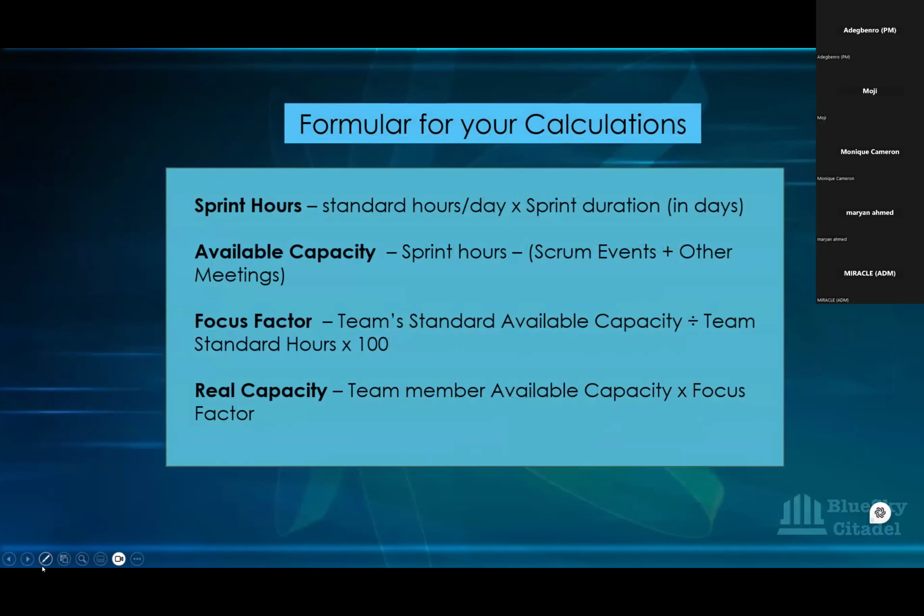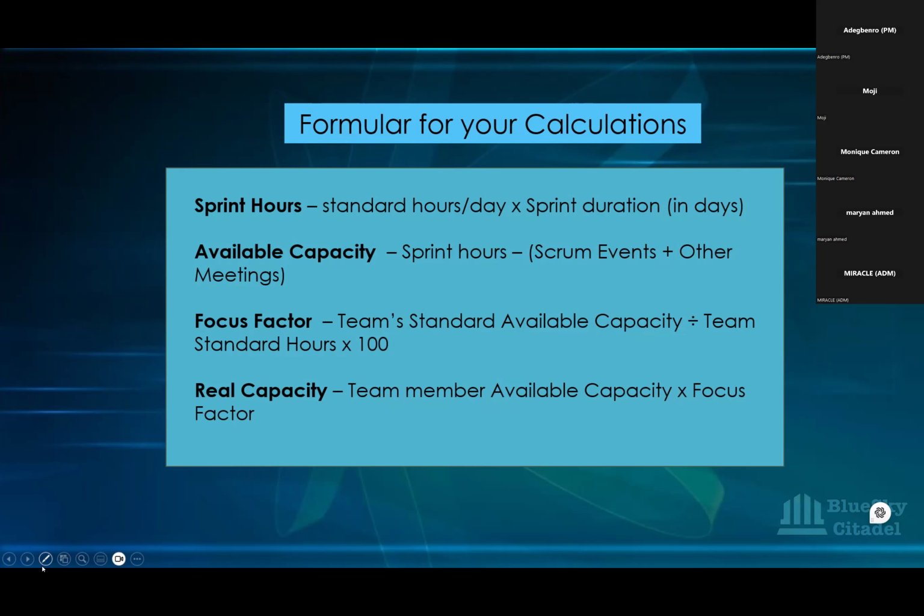Okay, and then I've just highlighted the formula here. The sprint hours is the standard hours, which is the default distribution hours that you've been employed for, times the sprint duration. Your sprint duration is 10, and your standard hours per day is 8. So if you multiply that, you will get your hours in a sprint.